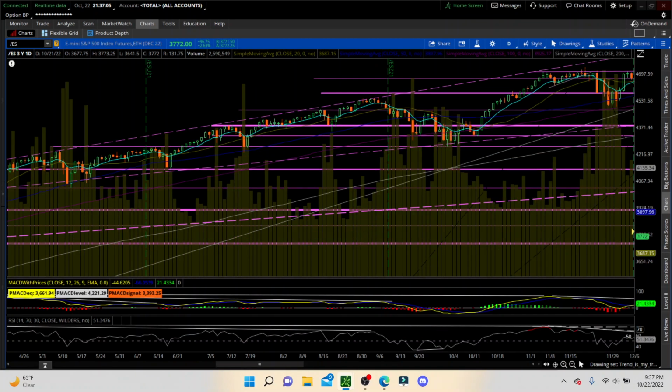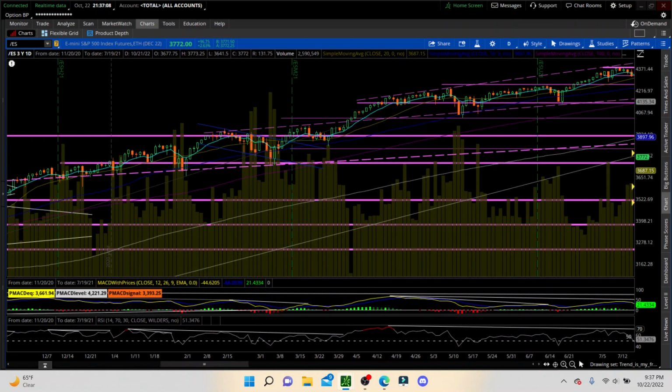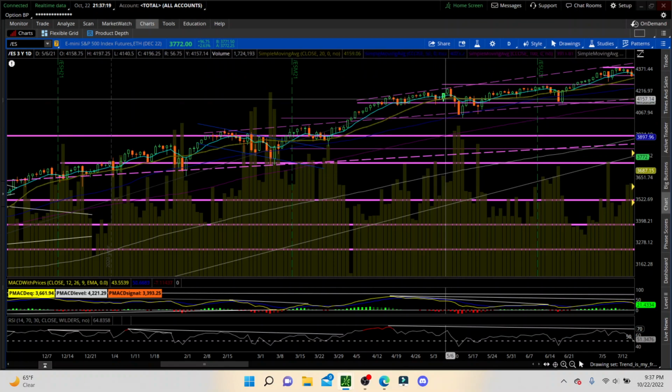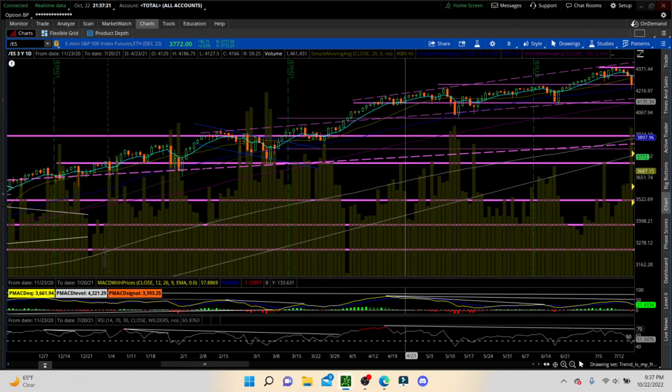How far am I taking you? To the 3,900 area. This zone right here. It was resistance here. Resistance. And then, boom, took off from there to continue upside.